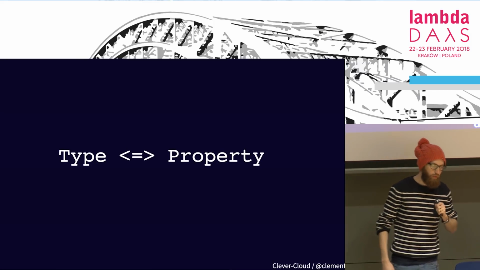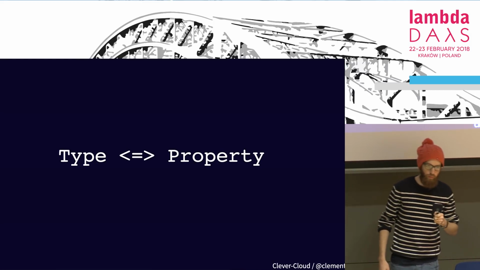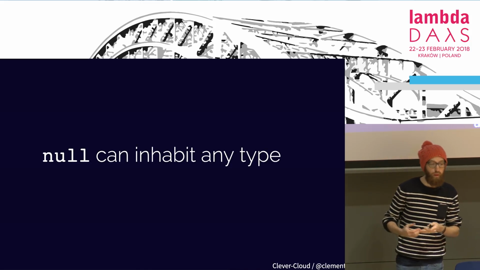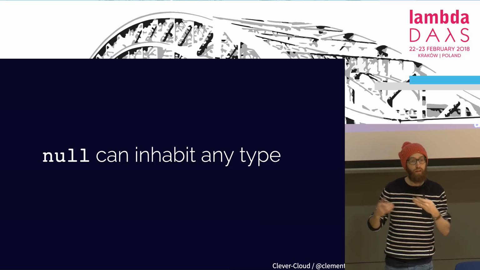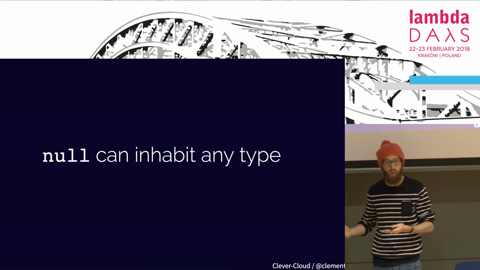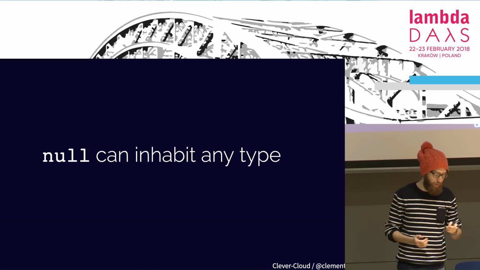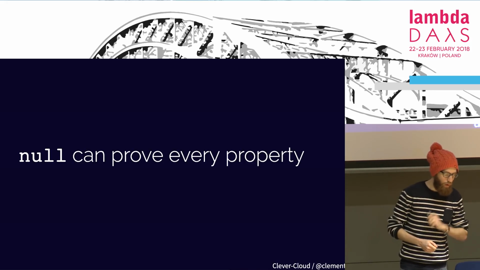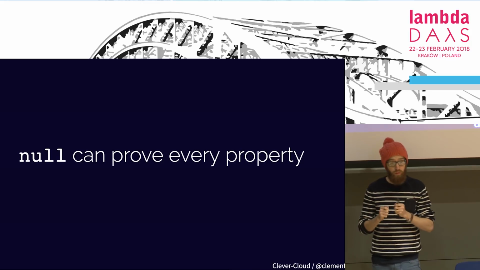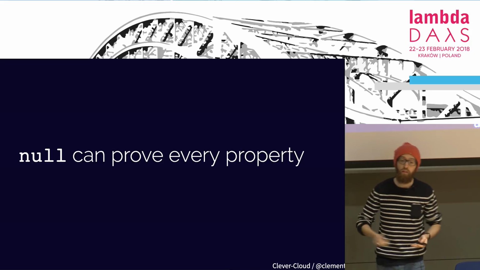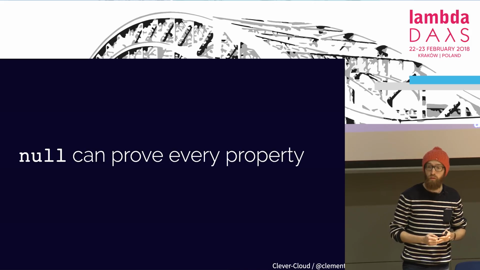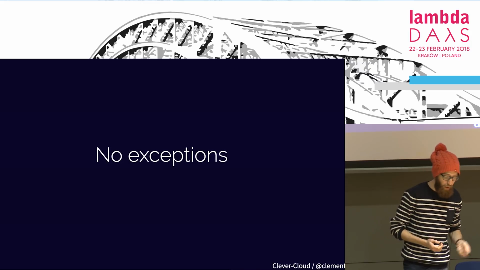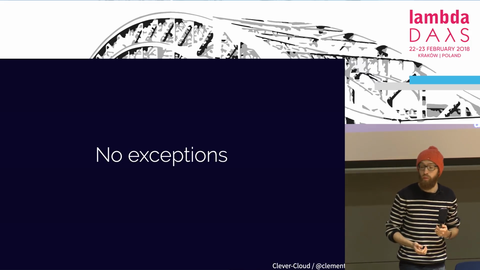So, we've seen that a type is equivalent to a property. So, null, what is it? Null is a value that can inhabit any type. Like, for every type, you can put null and it will compile. If we move over to the logic side of the correspondence, what does it mean? It means null is a proof that can prove everything. And a logic system in which you can prove everything is not really interesting, because everything is true, everything is false. It's useless.